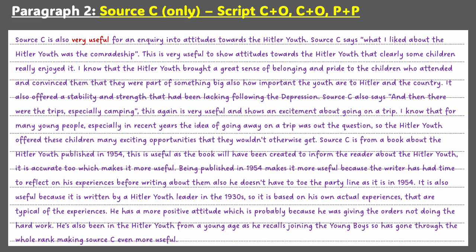Source C is from a book, so we're on to provenance already here, about the Hitler Youth, published in 1954. This is useful as the book will have been created to inform the reader about the Hitler Youth, so we've got a bit of purpose there. Why was it made? It's accurate too, which makes it even more useful. Being published in 1954, so we're now talking about the when, makes it more useful because the writer has had time to reflect on his experiences before writing about them. Also, he doesn't have to toe the party line as it is in 1954.